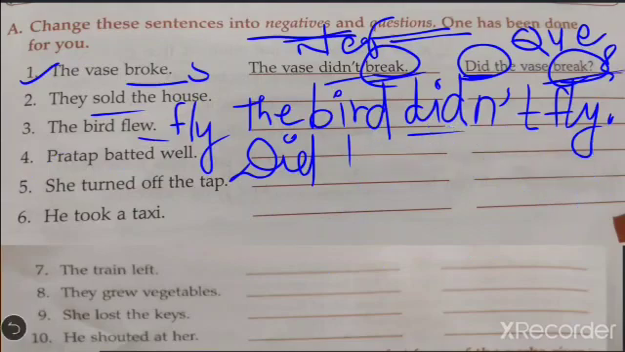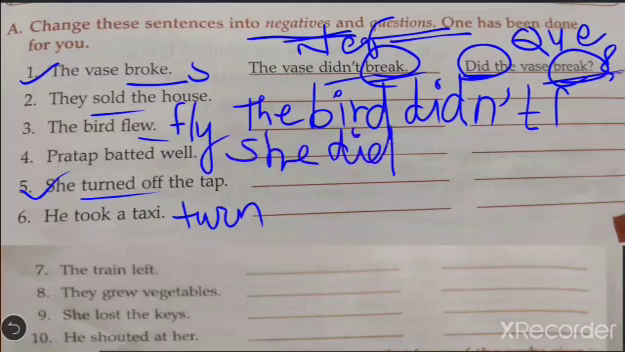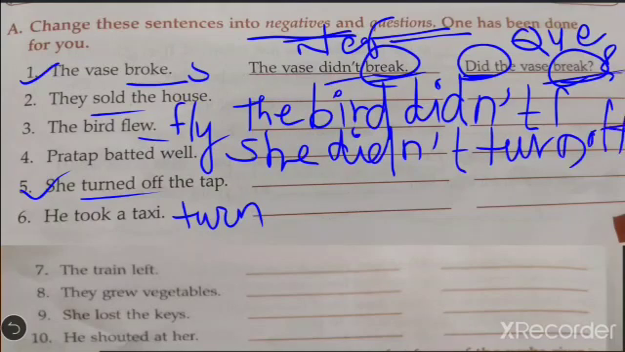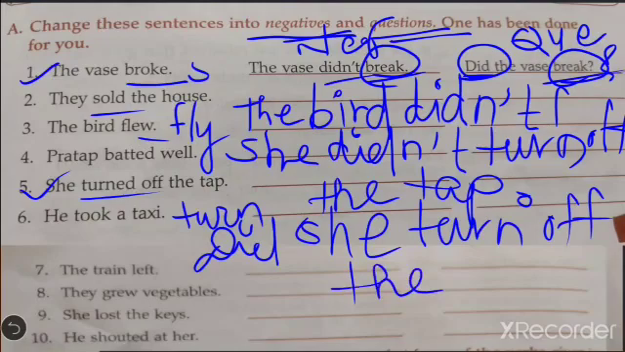Now look at the fifth sentence. She turned off the tap. Now turned is a past form of turn. Turn off. In a negative sentence, how do you write? She didn't turn off the tap. And in a question sentence, did she turn off the tap? It's the fifth sentence. Now look at the sixth one.